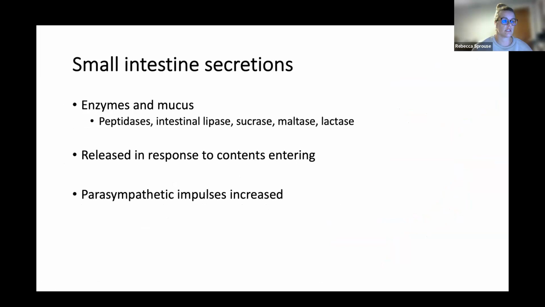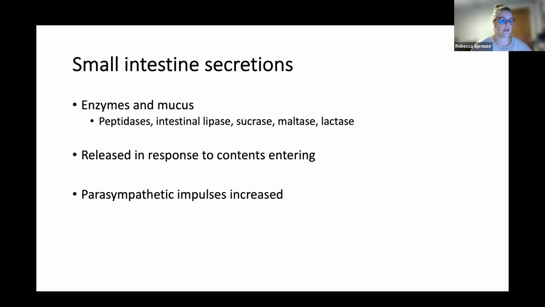The small intestine releases enzymes and mucus mostly, peptidases, which are going to be protein, intestinal lipase for fats, and then all of these are going to be carbohydrate enzymes to finish up that digestion and absorption mechanism in that small intestine. And basically these things are released once things enter the small intestine. Basically, it is based upon stretch receptors, but it's also based upon the pH change that it senses.